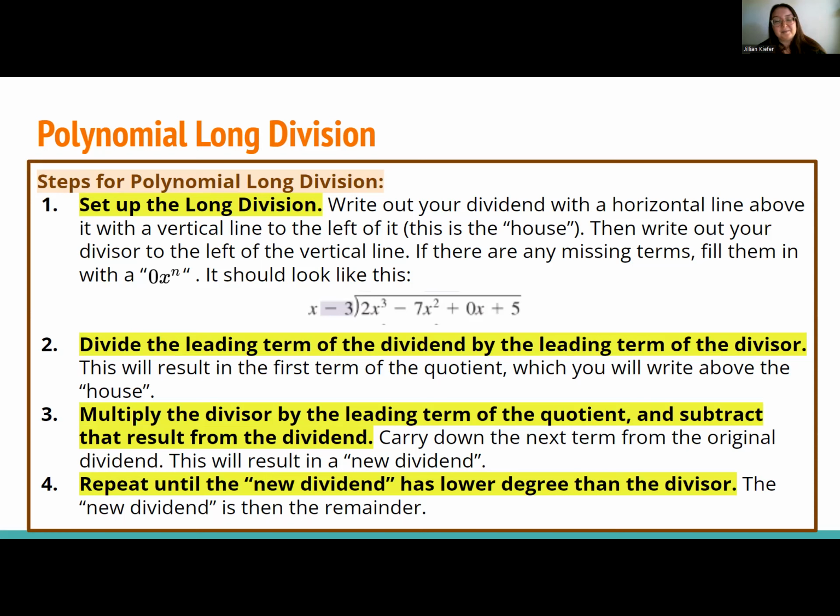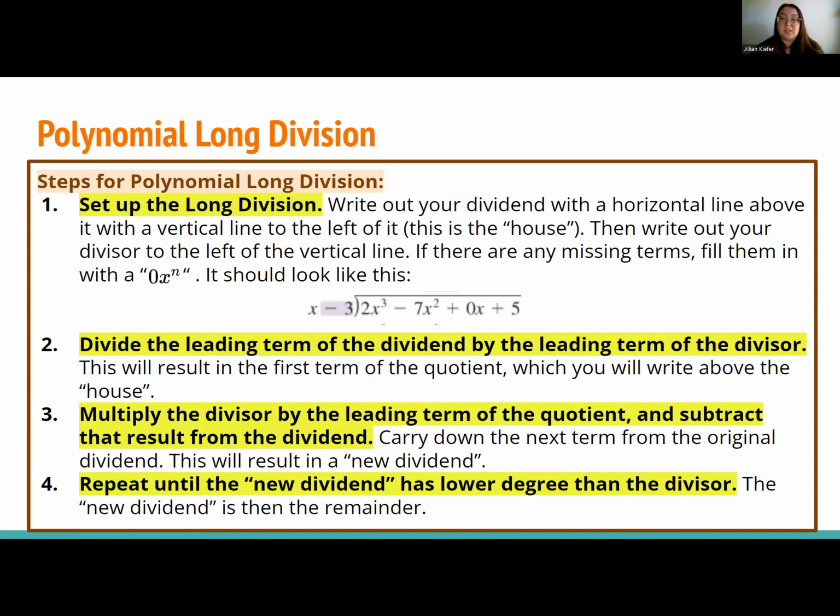Once you've done that, you would multiply your divisor by that leading term of the quotient, and then subtract that result from the dividend. In this case, this automatically cancels the very first term of your dividend, which is the goal. You want to cancel the very first term. Then you would subtract that result from the rest of those terms. You would have some new result, which we can call the new dividend. You carry down the next term from the original. You have a new dividend, and you restart the process.